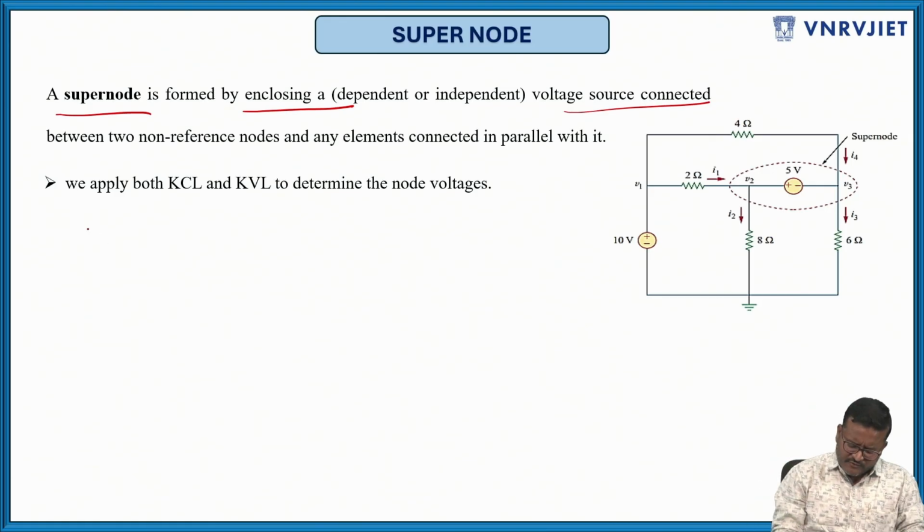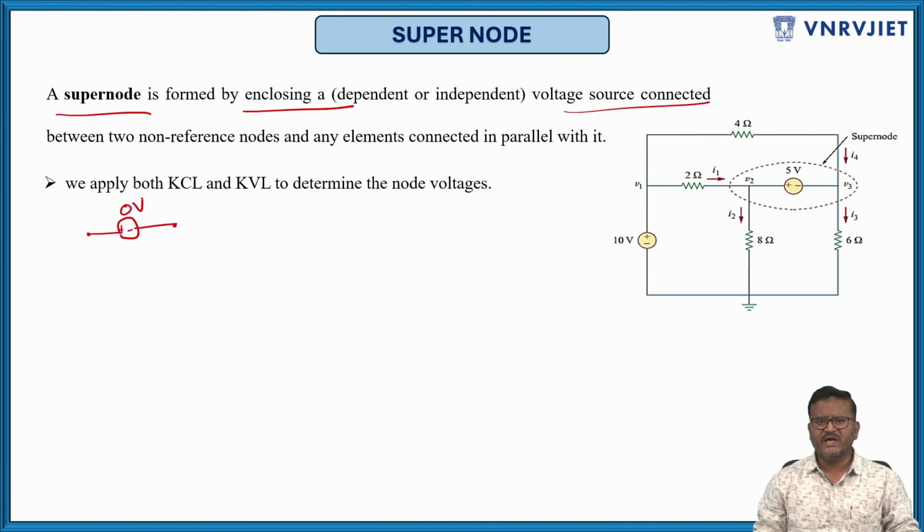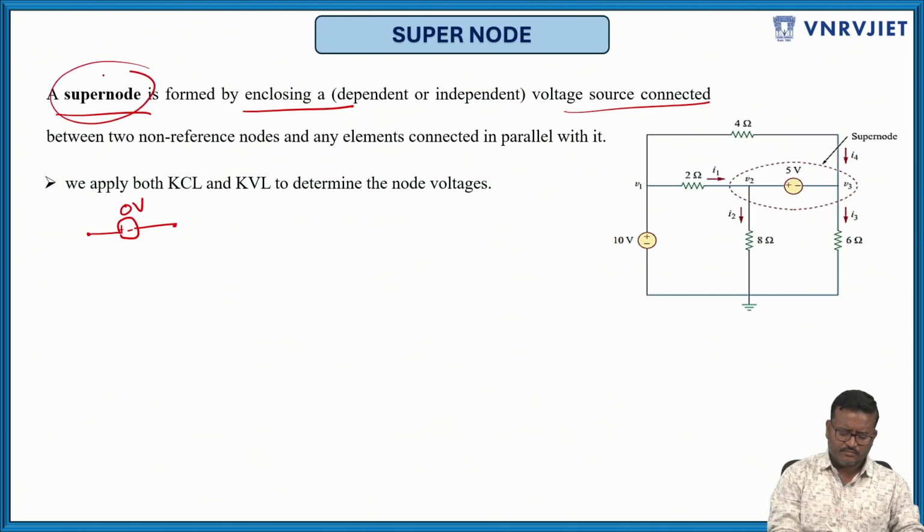What if we assume the two nodes are separated by 0 volts? What will happen? Then there is no need to separate the two nodes. The two are equal to each other. That is what we will consider. That is what a supernode is.